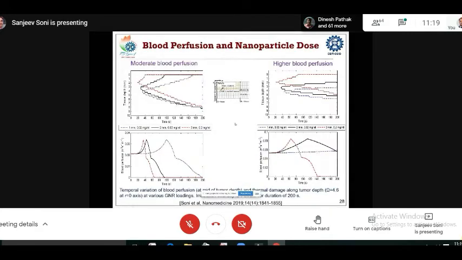And also, in actual practice, when we deliver nanoparticles to a tumor, it's not that all of the nanoparticles will be delivered to the tumor site. So whatever protocol we choose, we don't have full control of the nanoparticle concentrations in a tumor. So then we need to simulate, depending on the available concentration, what will be the thermal damage. For example, you can see here, this is the tissue depth.